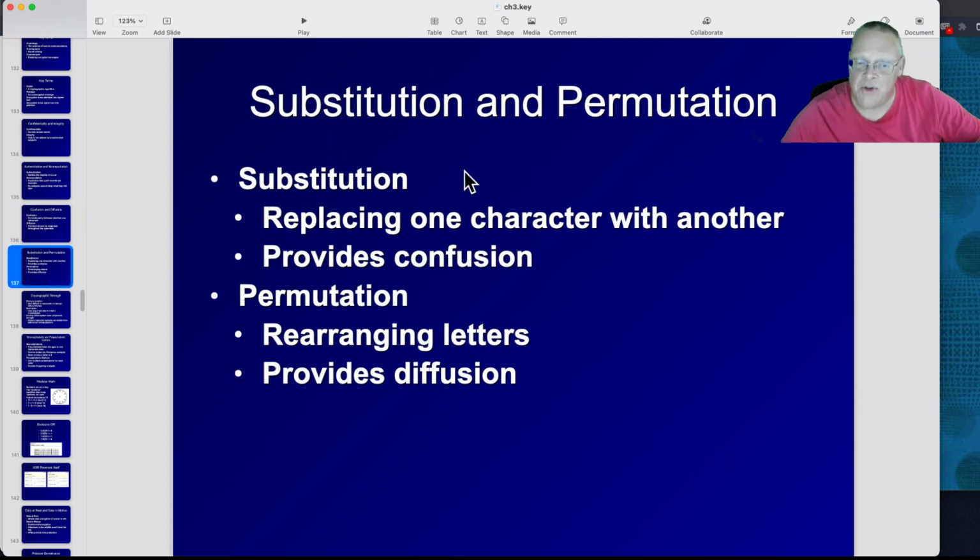Substitution is where you substitute one character with another, and that provides confusion. So you could just change each letter to a different letter, and now the ciphertext will not have a connection to the plain text, but it will have patterns, because changing one letter will only change one letter in the output. So permutation is where you rearrange letters to provide diffusion. These are common operations to scramble things.